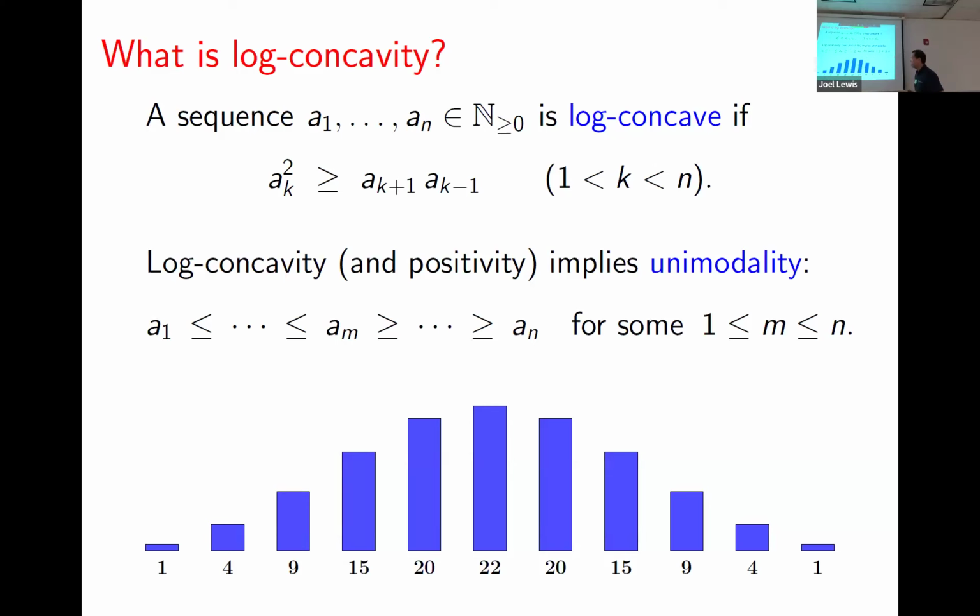We can check it by direct calculation. 9 squared is 81. 81 is greater than 4 times 15, which is 60. That is the limit of my arithmetic ability. One of the earliest reasons why people started studying log-concavity is that log-concavity and positivity imply unimodality. This means that the sequence first increases up to a certain point, then decreases, and then disappears. Of course, after that, we found many other reasons to study log-concavity.